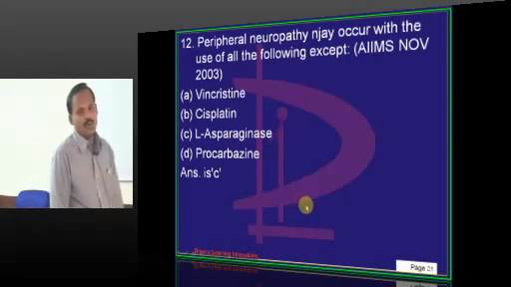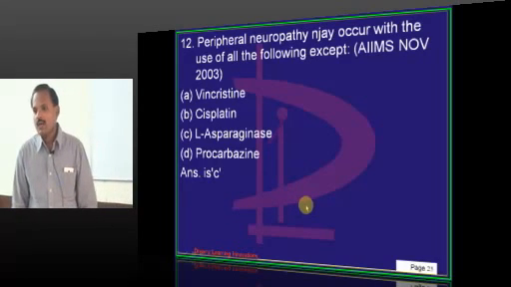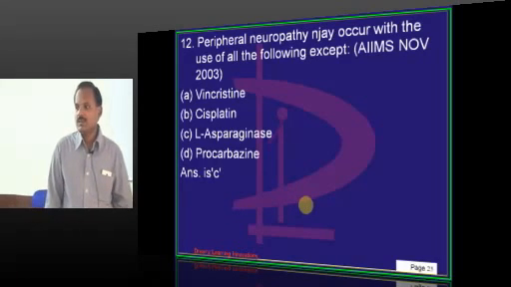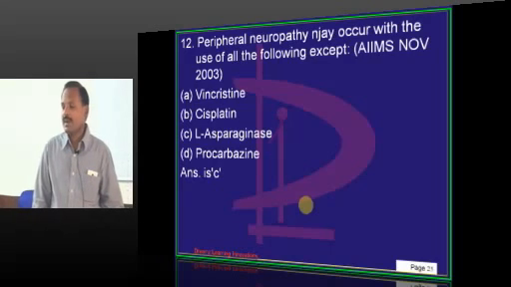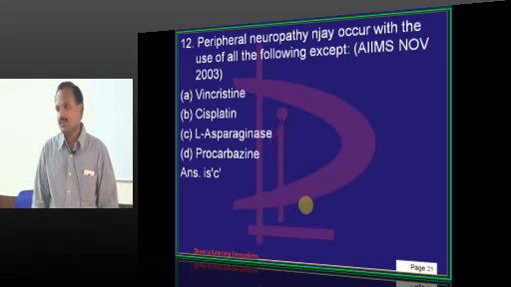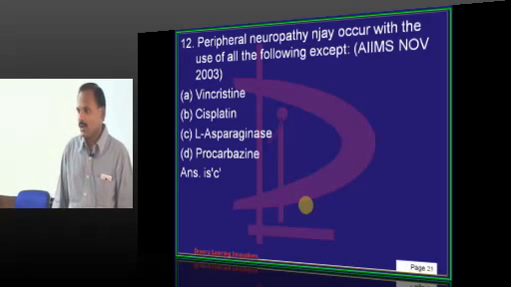Procarbazine, dacarbazine, can you remember where they are used? Procarbazine is a part of the MOPP regime, mechlorethamine, Oncovin, prednisolone, procarbazine for Hodgkin's lymphoma, and procarbazine's congener dacarbazine is used in malignancies associated with the skin, malignant melanoma.